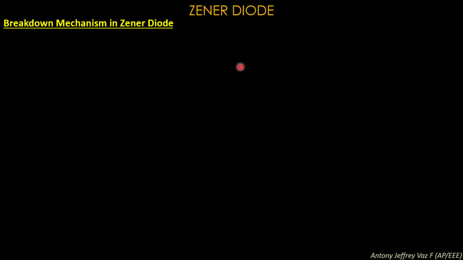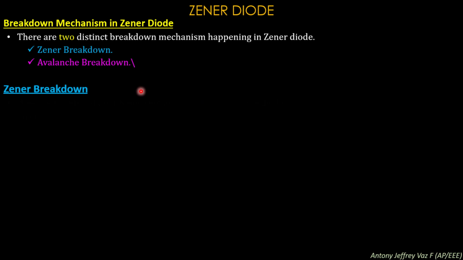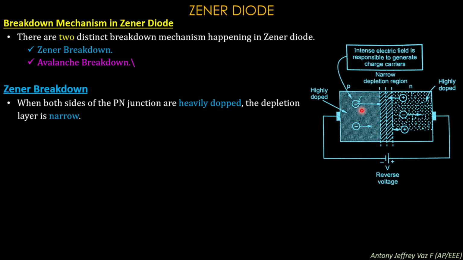Now let us move into the breakdown mechanisms present in the Zener diode. There are two distinct breakdown mechanisms happening in a Zener diode. The first one is the Zener breakdown and the second one is the Avalanche breakdown. In the case of Zener breakdown, you can see the Zener diode's physical internal view. Here you have the P junction and here the N junction, and this is the depletion layer, and this is the reverse voltage being applied to the diode.